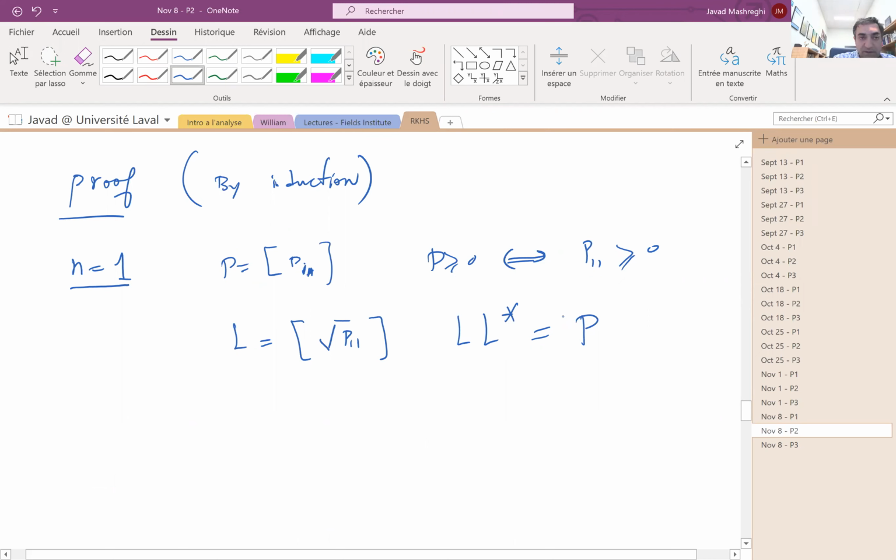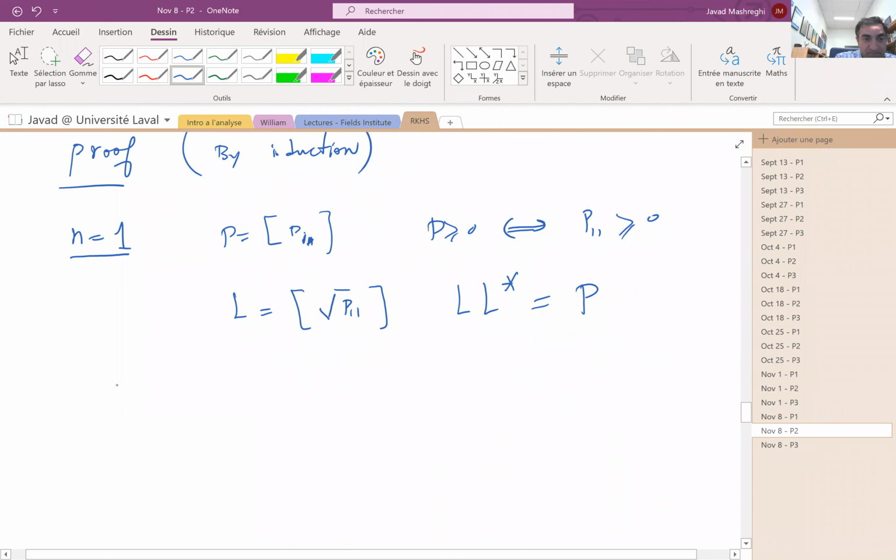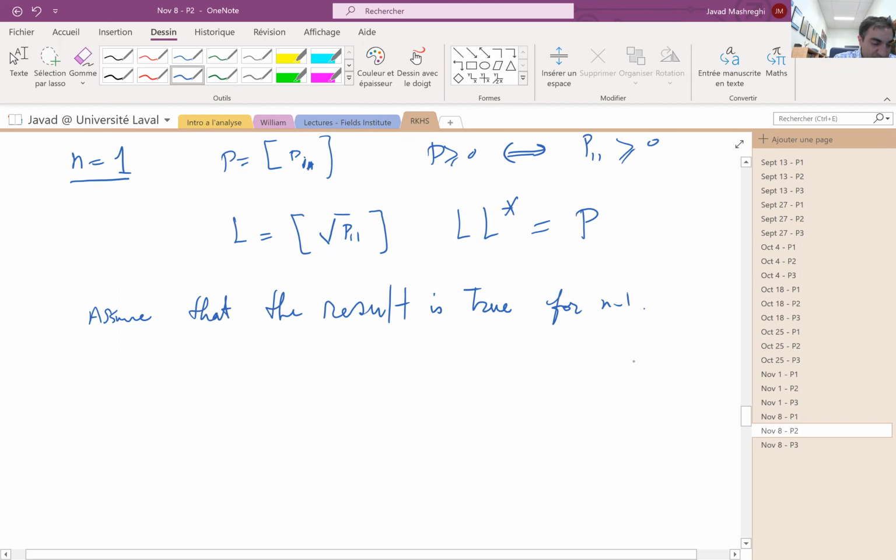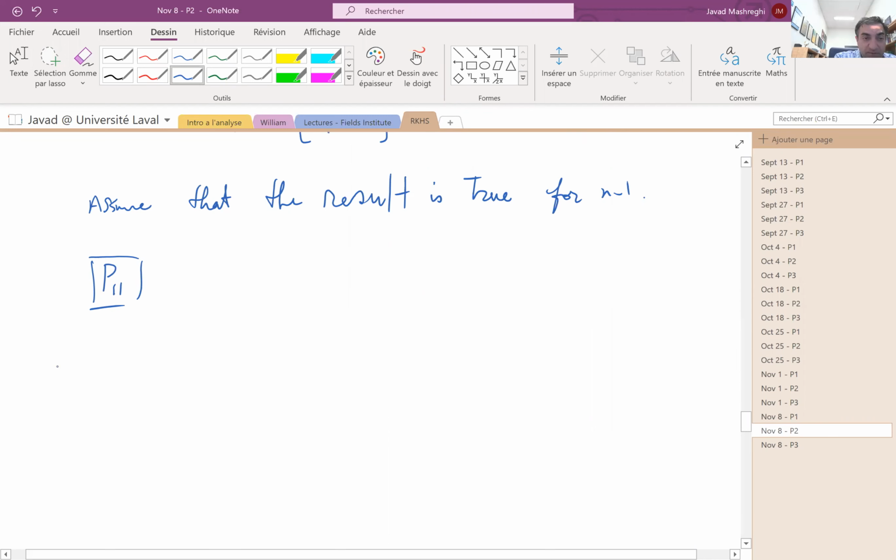And now assume that the result is true for n minus 1, and look at the element P11. There are two cases. Case 1: P11 is equal to 0.